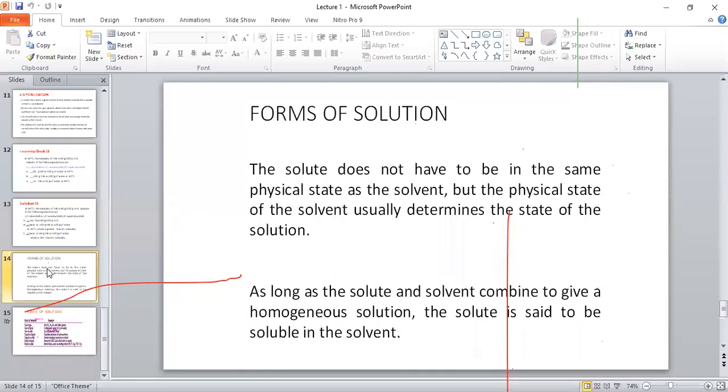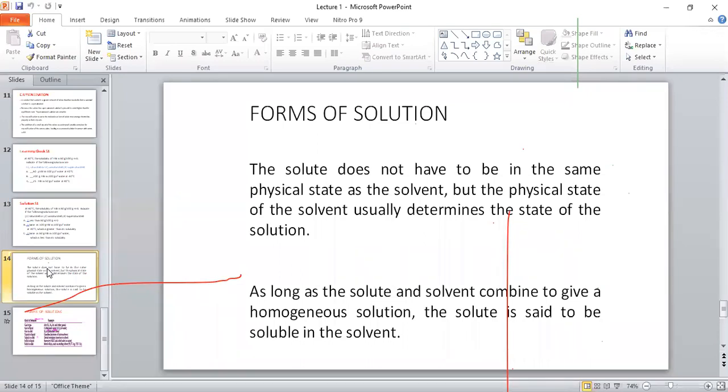Like I've told you, we can have a liquid solution, that means the solvent is a liquid. We can have a gaseous solution, that means the solvent is a gas. We can have a solid solution, that means the solvent is a solid, like I explained to you before. So what determines the state of the solution is the solvent.